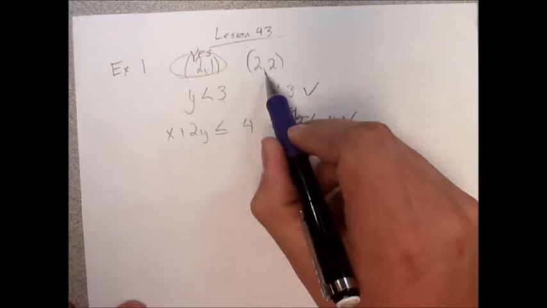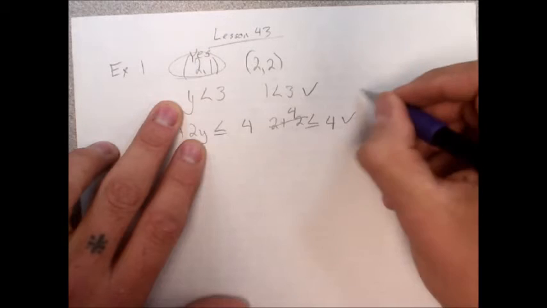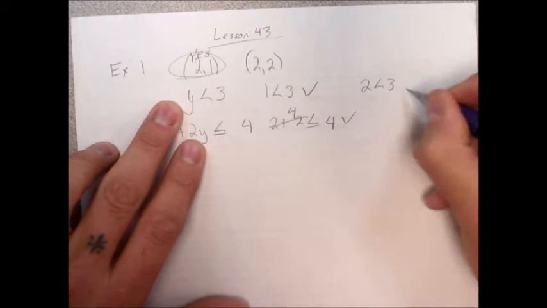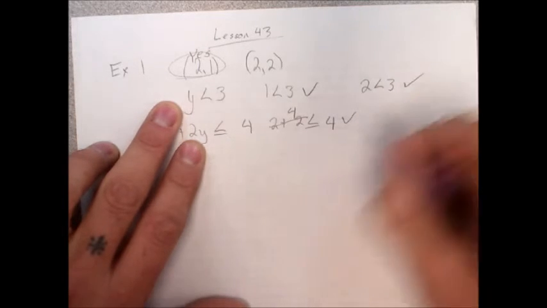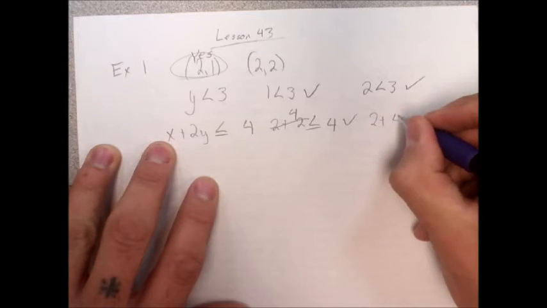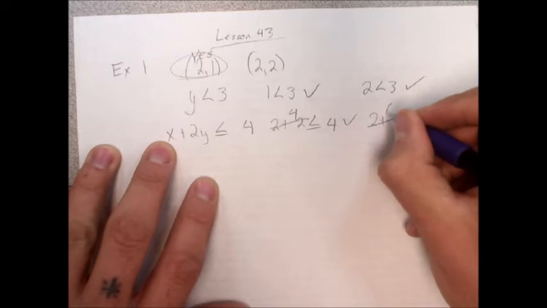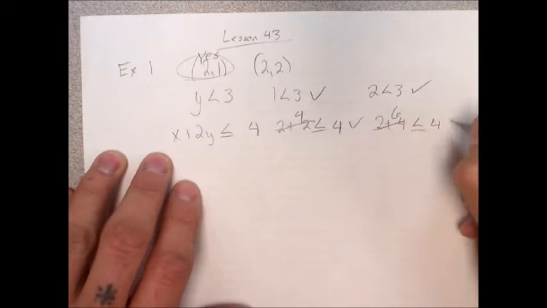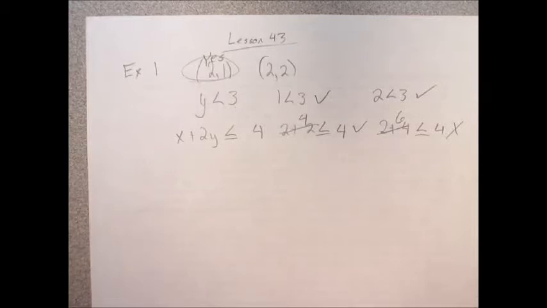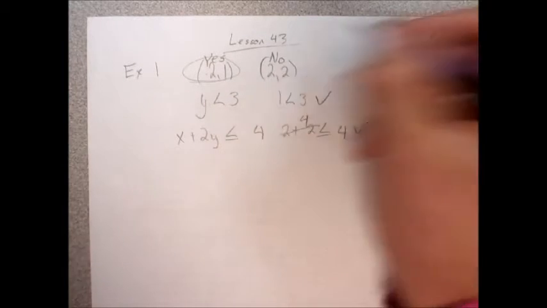I'm going to check it for the second point. I'm going to plug it in this piece for the y. So is 2 less than 3? It is indeed. Is 2 plus 2 times 2, which is 4, less than or equal to 4? 2 and 4 make 6. So is 6 less than or equal to 4? No. So it is not. So this one is a solution and this one is not a solution.